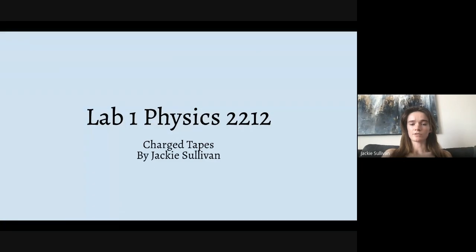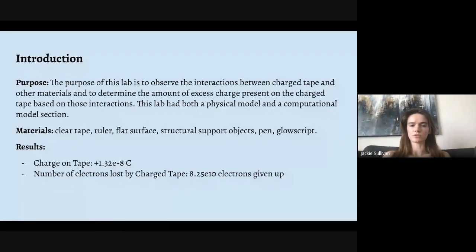So welcome to Lab 1 for Physics 2. This is the charge tape experiment. The purpose of this lab was to observe the interactions between charge tape and other materials, and then to determine the amount of excess charge present on the charge tape based off those interactions. This lab had both a physical section and a computational model section.